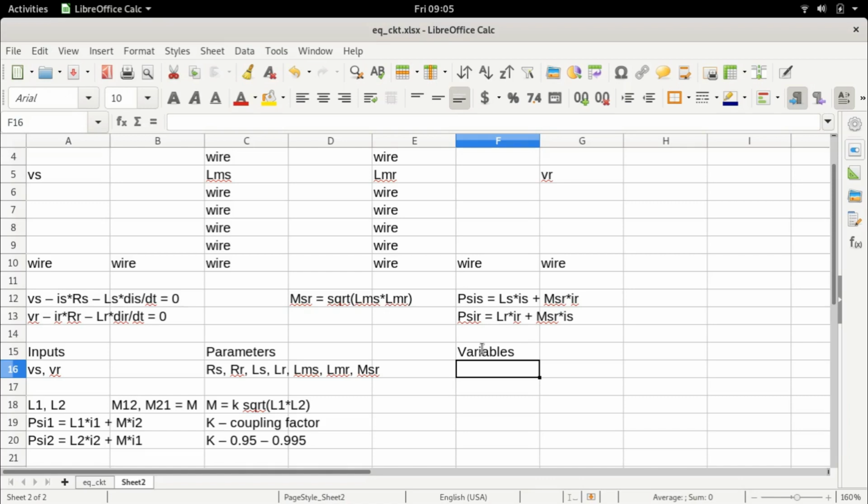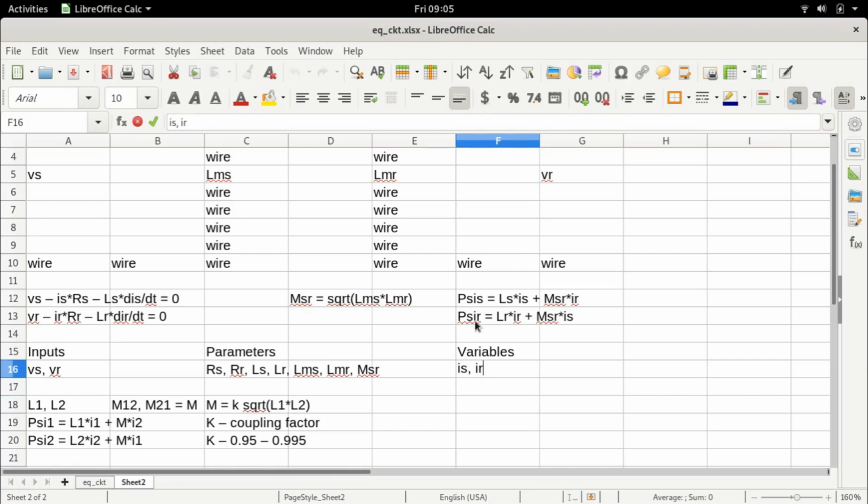Now, theoretically, the state of any system from a control perspective has a different connotation, but here in general terms, we can say that if we collect all the internal variables of any system, the values of these variables at any instant of time defines the state of that system, that is the condition of the system. So let's write the variables. The variables in this case are IS and IR. That's it. So we have these two variables.